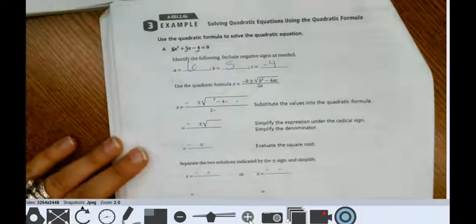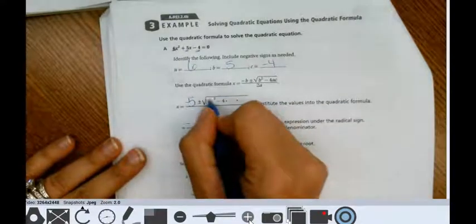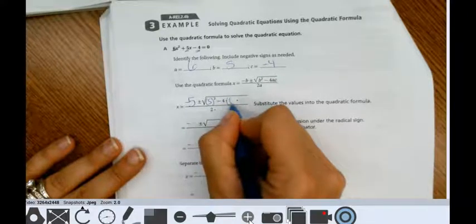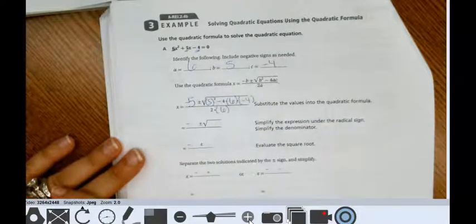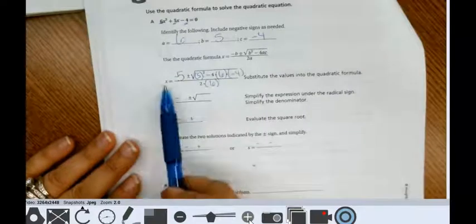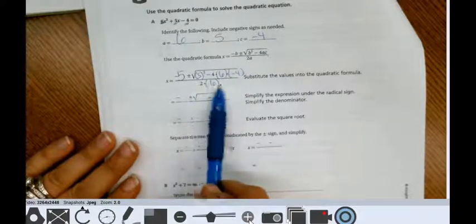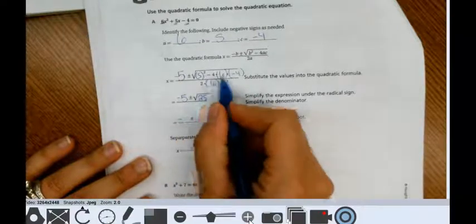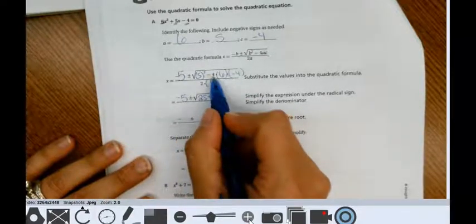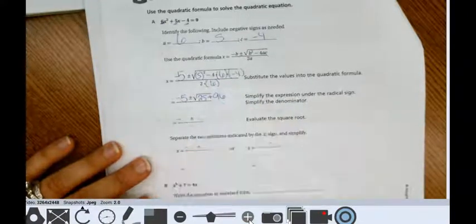So x equals -b plus or minus the square root of b squared minus 4ac all over 2a. See how I did that? X equals -b plus or minus the square root of b squared minus 4ac all over 2a. So now we have -5 plus or minus 25. A negative times a negative is a positive, so plus 4 times 6 is 24. 24 times 4, 96. All over 2 times 6, or 2 times 12. 2 times 6 is 12, sorry.